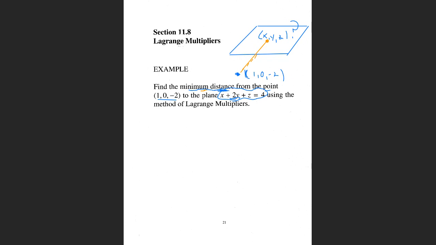Now let's go ahead and get to the solution here. The function that we're going to minimize is the distance function. We know one of the points is 1, 0, negative 2, and the other point, x, y, z, is on the plane. So this is the distance function between a point x, y, z and a point 1, 0, negative 2. Let me give you a moment to catch up here.